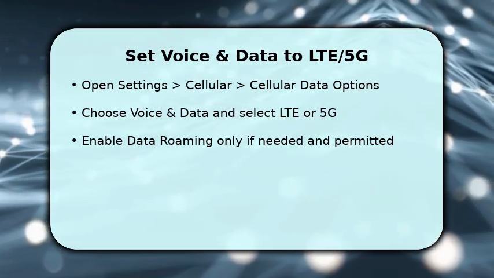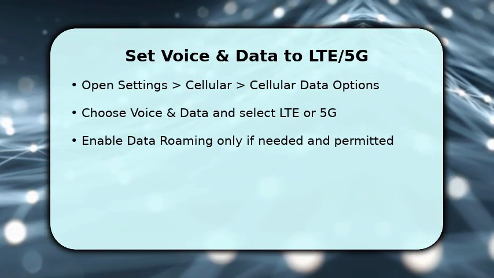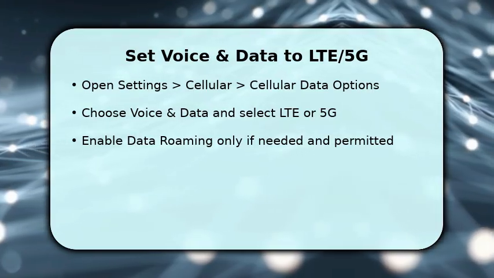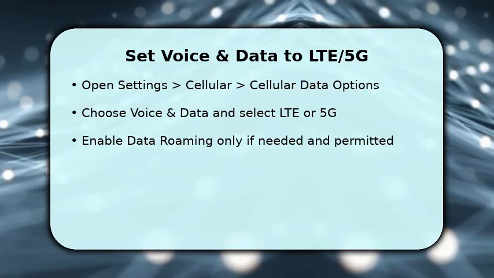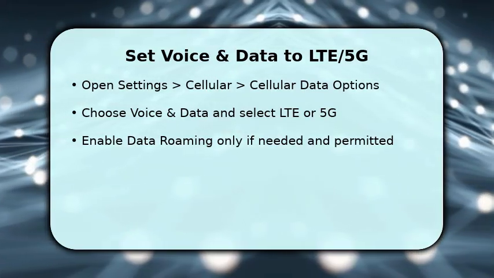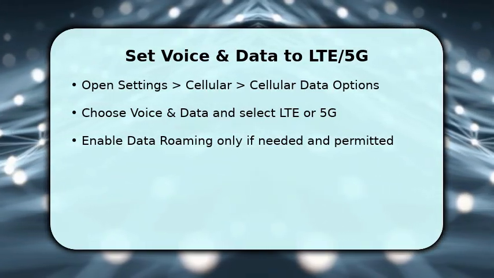Make sure Wi-Fi Assist is enabled if you want automatic fallback to cellular data when Wi-Fi weakens. Also check data roaming only if you understand charges. This keeps the data channel active, while the call uses cellular voice or Wi-Fi.